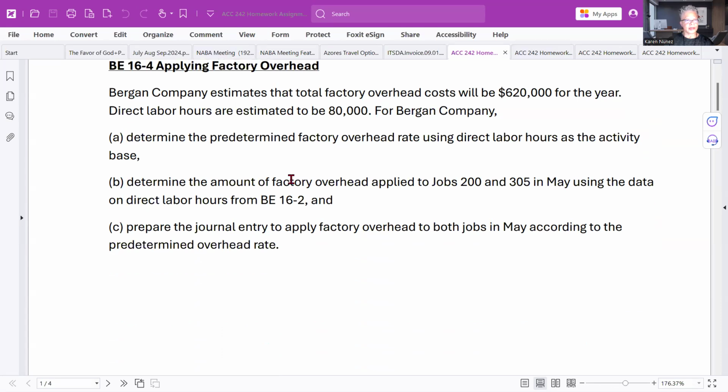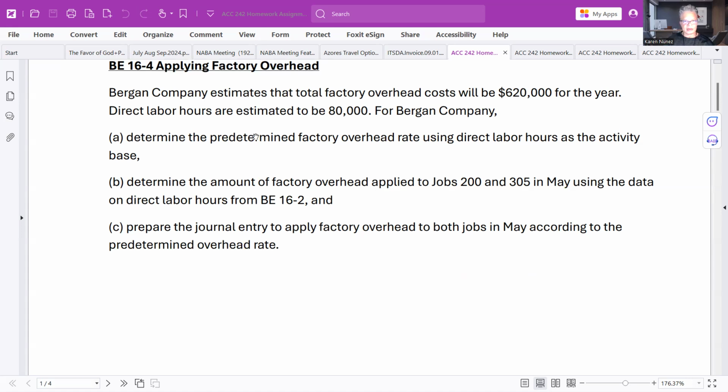First thing we're going to look at is applying factory overhead. We've got a situation where we need to first find the factory overhead rate, and then we'll apply the overhead to two jobs and prepare the journal entry.